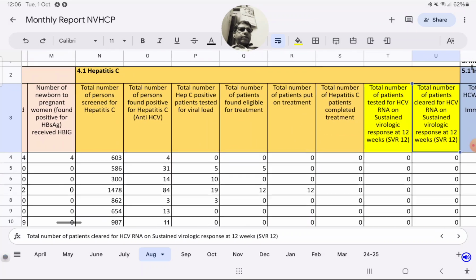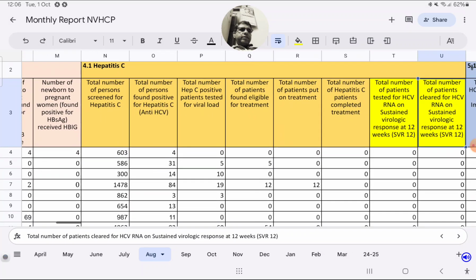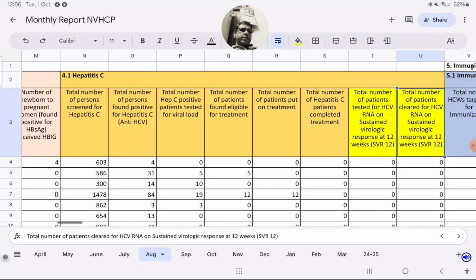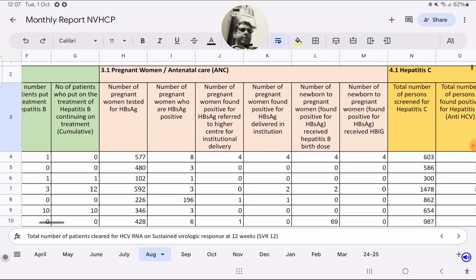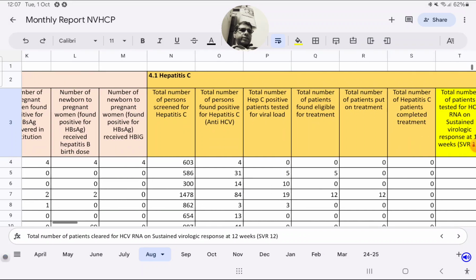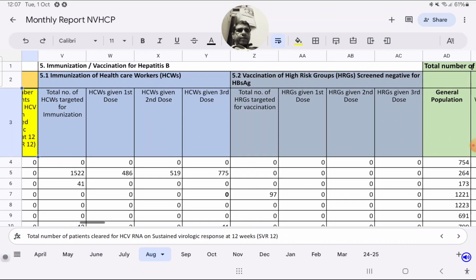We are not going into HRG data yet. This is for the entire population who have been screened, including the HRG. And one section is for antenatal mothers. There's the 3.1 section. Now there is one more supply, I will come to that part later.